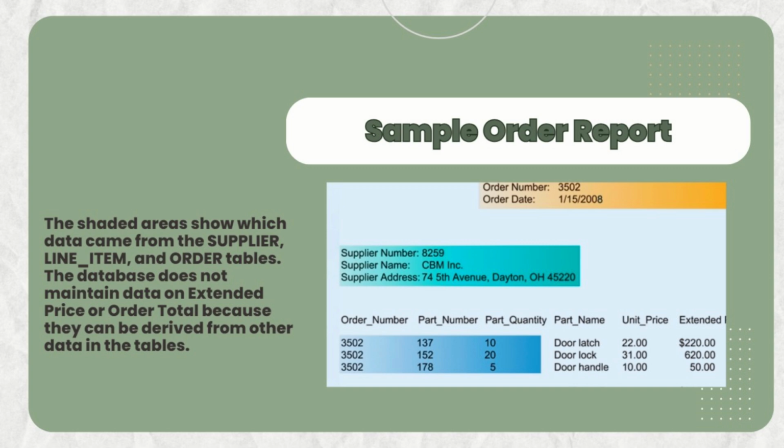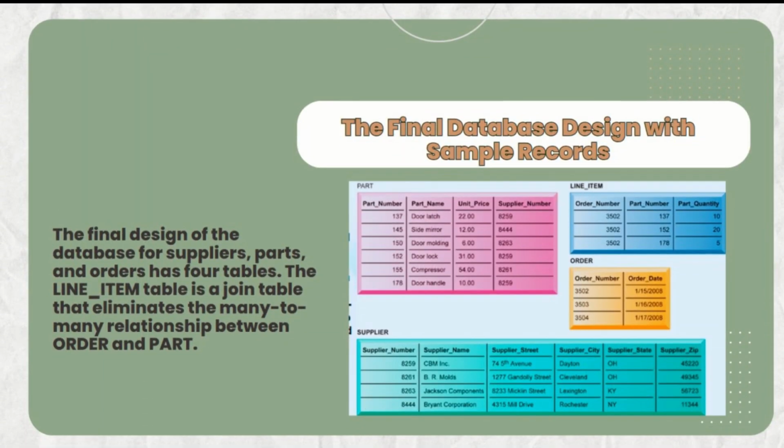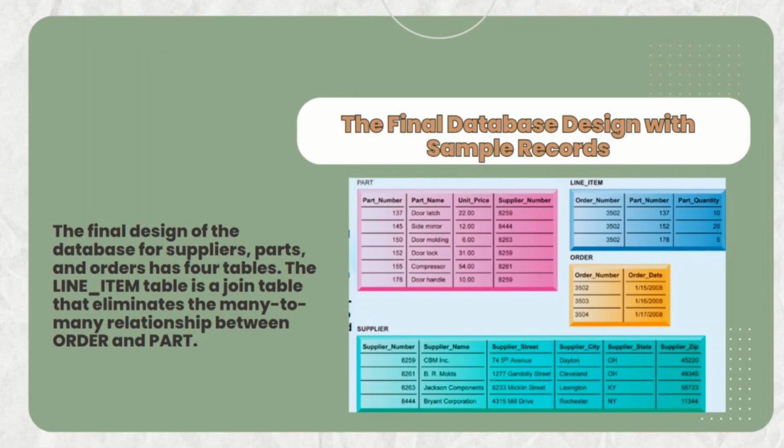Order data. The shaded areas representing data from the order table would include overarching information about each order. This could include order ID, order date, customer ID, or if applicable, shipping information, and any other metadata associated with the entire order transaction. Final database design with sample records.